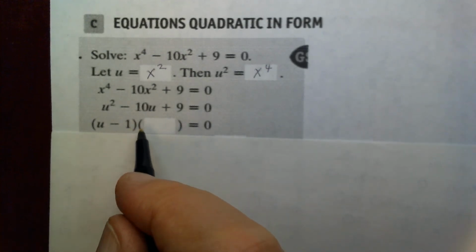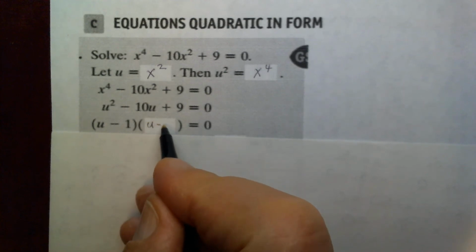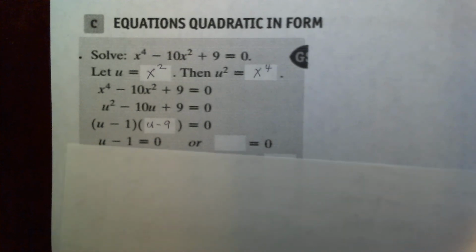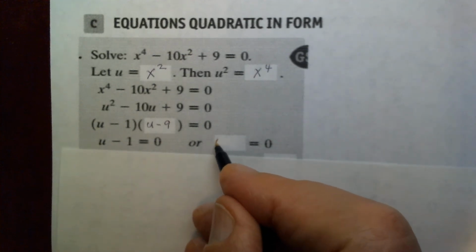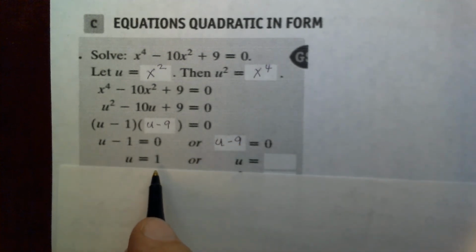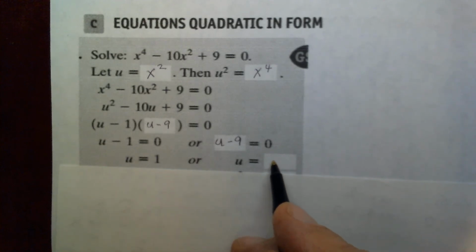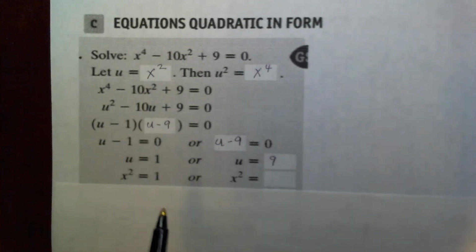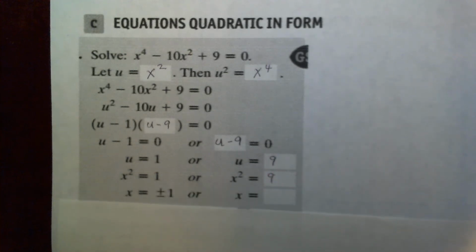So that factors into u minus 1 times u minus 9 equals 0. We set each factor equal to 0. So u minus 1 equals 0, or u minus 9 equals 0. So that means u equals 1, or u equals 9. Now remember, u was equal to x squared. So that means x squared equals 1, or x squared equals 9. So we take the square root on both sides, and that gives us x equals plus or minus 1, and for the other solution, x equals plus or minus 3.